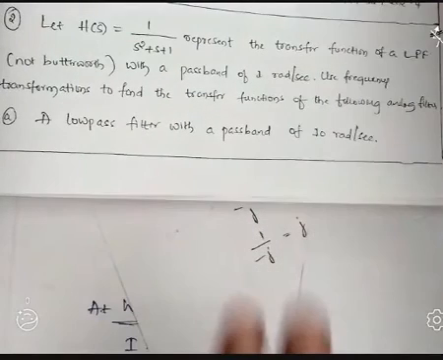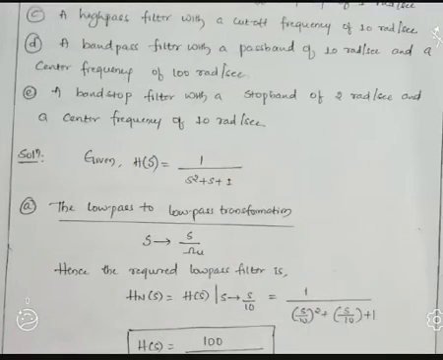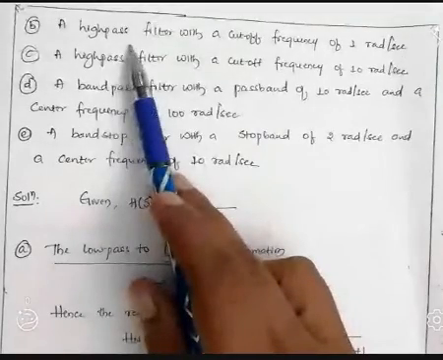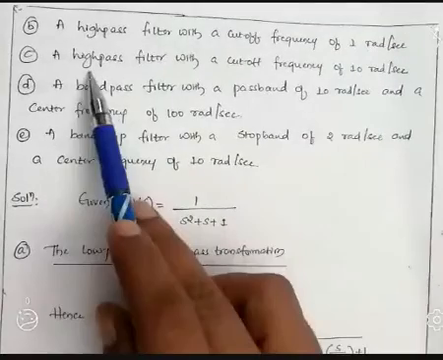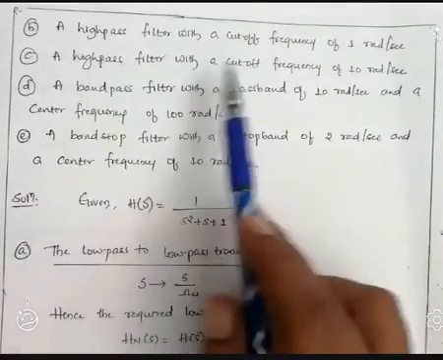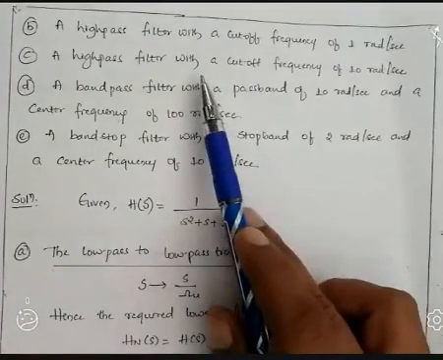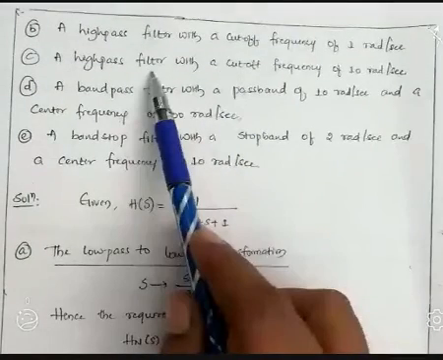Okay. Next bit. B bit: a high pass filter with cutoff frequency 1 radian per second. It means conversion from normalized low pass filter to high pass filter with this amount of frequency. C bit: a high pass filter with cutoff frequency 10 radians per second. C bit also indicates the same thing, that is, conversion from normalized low pass filter to high pass filter with 10 radians per second.